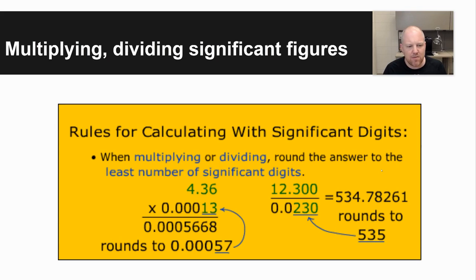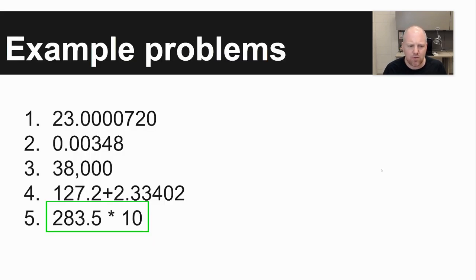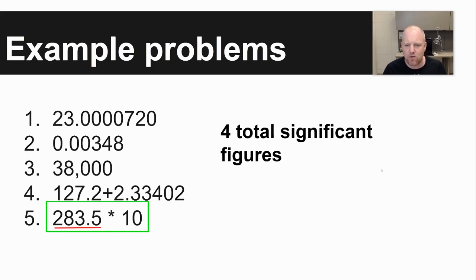Multiplying and dividing is a little bit different, and I think those are even a little bit easier. It says when multiplying or dividing, round the answer to the least number of significant digits. This is the one that bothers people a little bit more. So if you take 283.5 times 10, first you need to figure out how many significant figures you have in each number. For 283.5, you have 4 significant figures. For 10, you just have 1 significant figure. And so what that means, and this is where it gets kind of weird and it doesn't feel right, your answer should only have 1 significant figure.